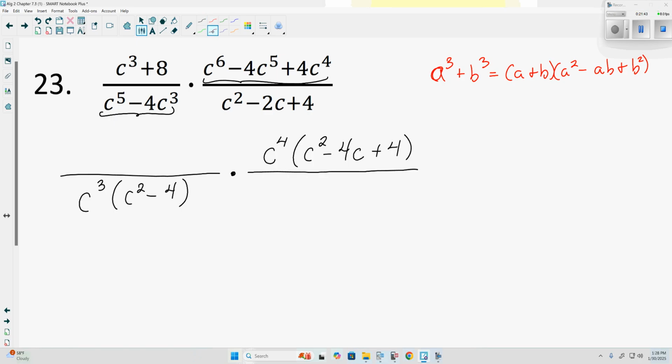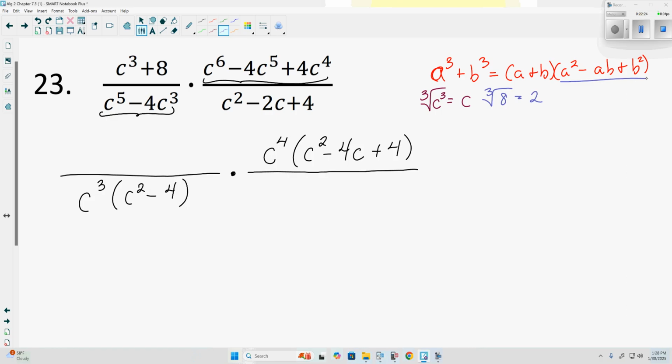Let's see what matches up with a and b. Well, a cubed is in the same place as c cubed. So let's see what a is. And to find a, we take the cube root of c to the 3rd, which is c. Yes? All right, let's find b. B cubed has been replaced with 8. So b would be 2. This bigger part is starting to look very much like our c squared minus 2c plus 4.